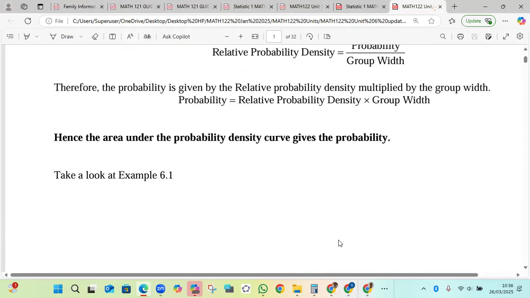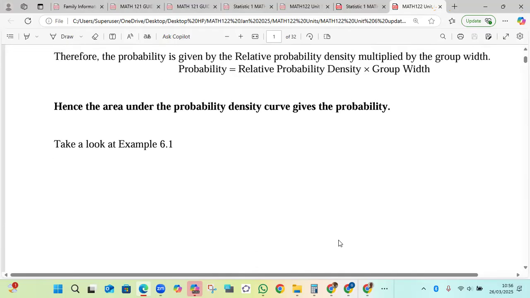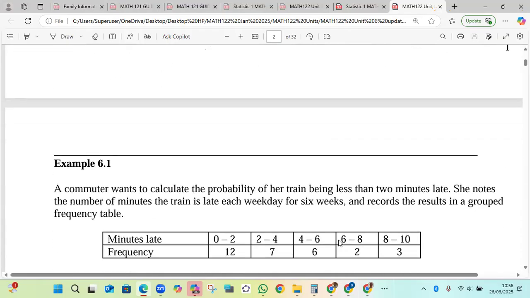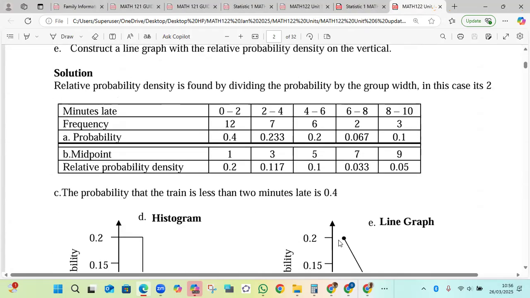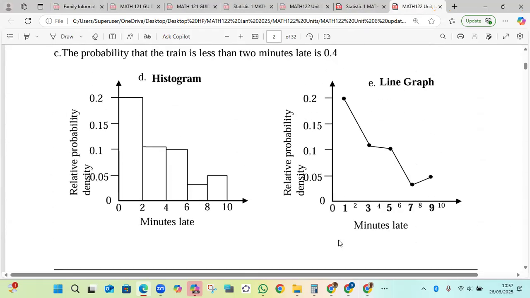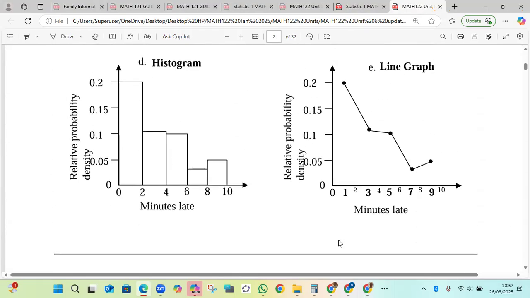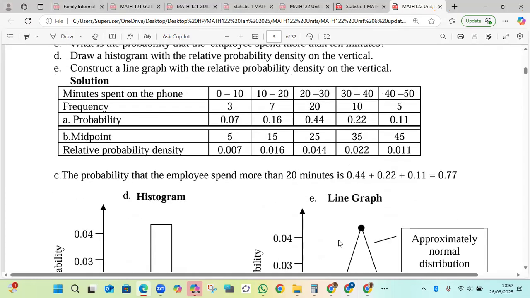Now where's the probability density curve? It doesn't show it here, so there seems to be a slight miscommunication. Let's move down to page 2. Here, this is the histogram and the line graph. We have to continue moving.